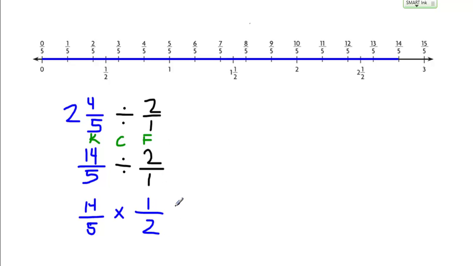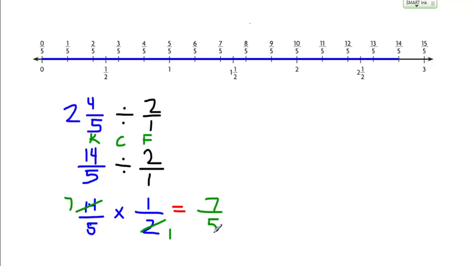And now we can go ahead and look for what I call cross-reducing opportunities, or we can just go across and reduce after. I'm going to reduce ahead of time. 2 is a factor of both of these. 2 goes into that once. 2 goes into that 7 times. 7 times 1 is 7, and 5 times 1 is 5.